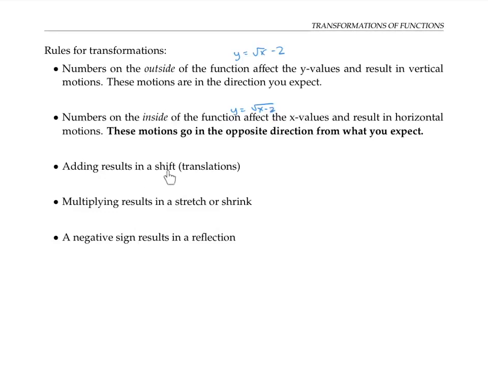Adding results in a shift, those are called translations, but multiplying, something like y equals 3 times the square root of x, that would result in a stretch or shrink. In other words, if I start with the square root of x and then want to graph y equals 3 times the square root of x, that stretches my graph vertically by a factor of 3, like this. If I want to graph y equals 1/3 times the square root of x, that shrinks my graph vertically by a factor of 1/3. Finally, a negative sign results in reflection.